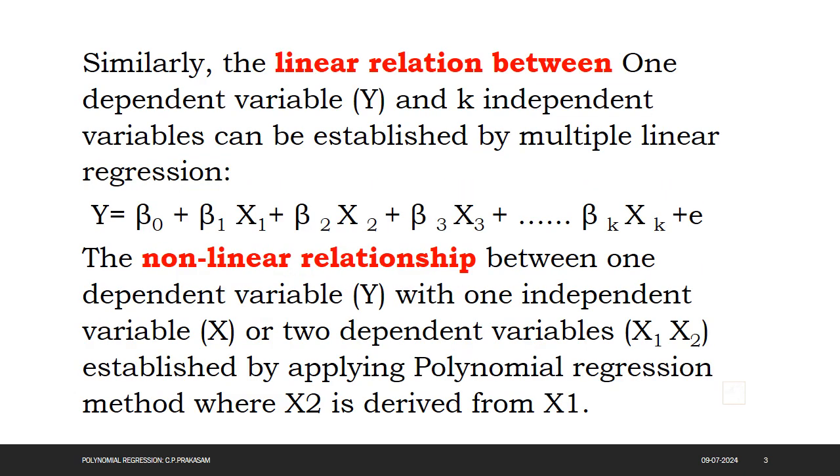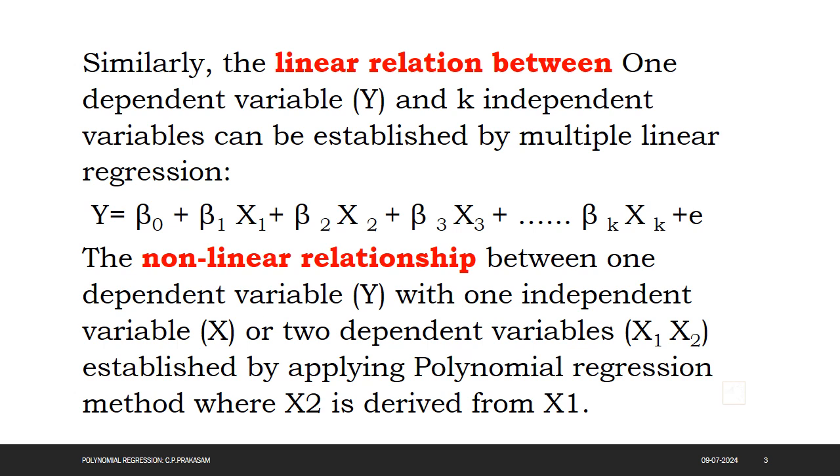Similarly, the linear relationship between one dependent variable y and k independent variables can be established by multiple linear regression, that is, y equals beta naught plus b1 x1 plus b2 x2 plus b3 x3 and so on, bk xk plus error term.